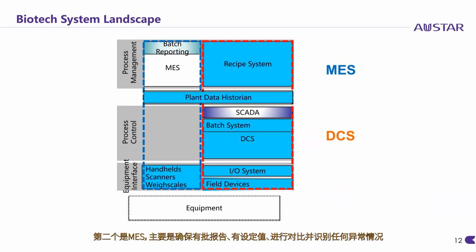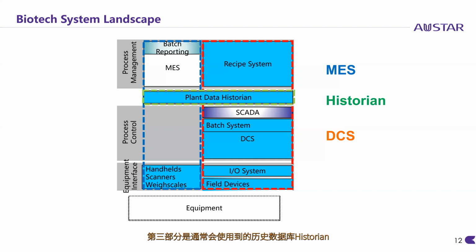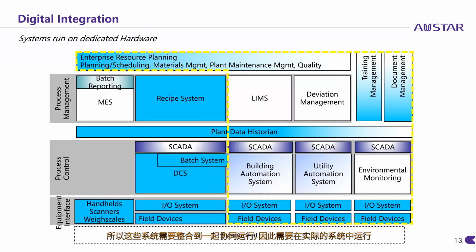It has set point values, compares them, and can tell us about any exceptions. Also, it looks especially at weigh scales and handhelds to input data for things that happen manually in the process. And then we have a third component, the historian, which is normally used because, as I will come to a little bit later, the DCS itself does not really store data for a long time. So these systems have to be put together somehow to be able to work together.